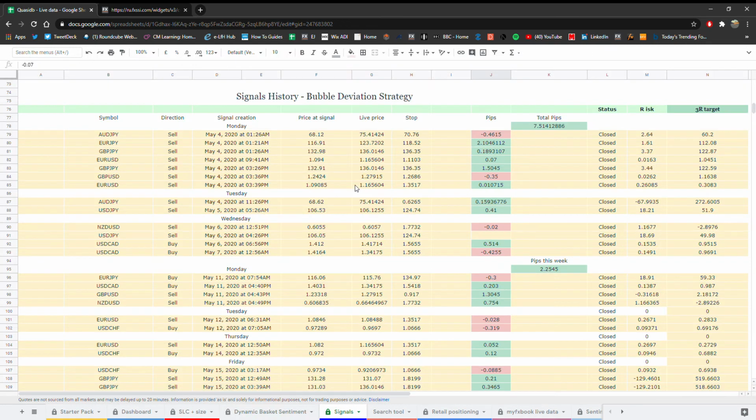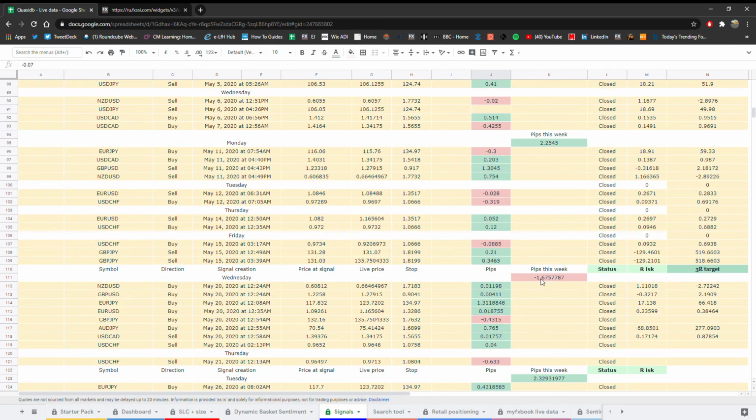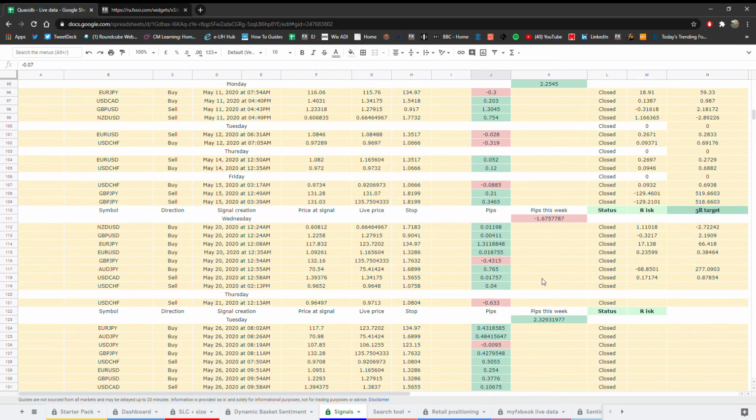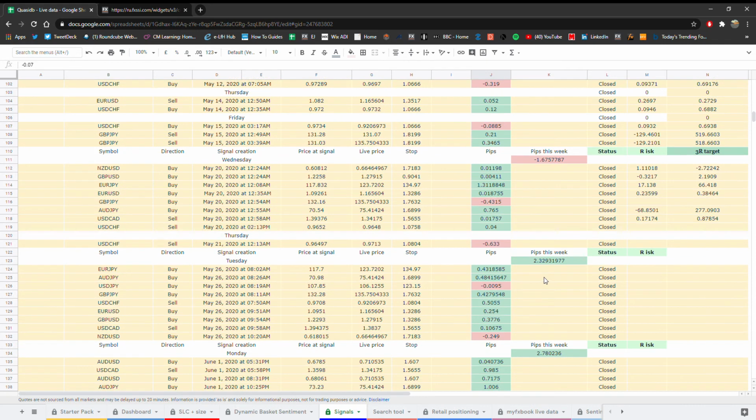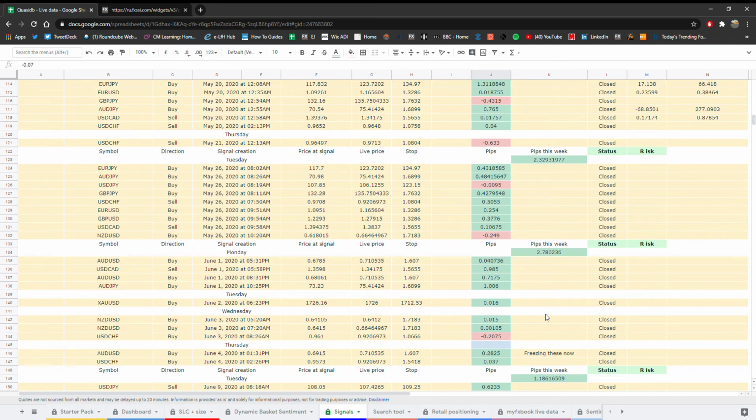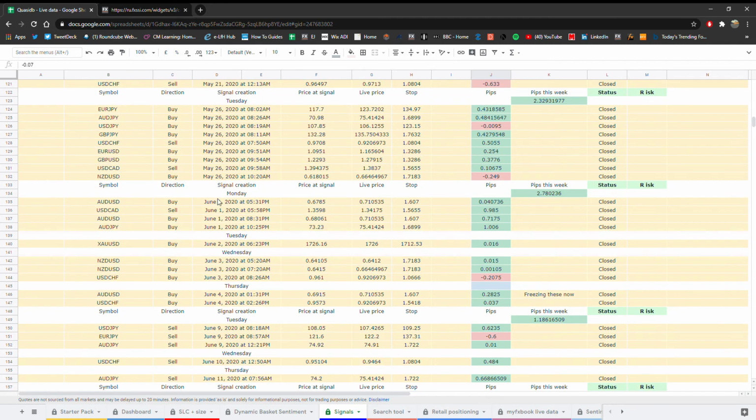So we made 751 pips since May the 4th, and we had a good week. So that's 225 pips. That's what that means, 2.25. That's 225. We had a bad week. That knocked my confidence a bit, I'll be honest. But the following week was really good, and then the week after. And so it's all recorded at time.